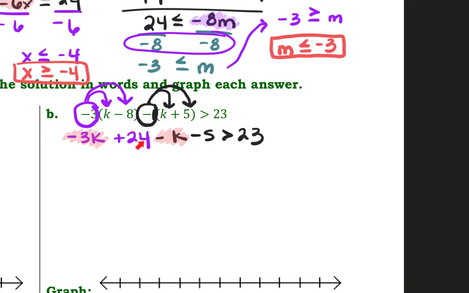Negative 3 minus 1. Negative 4? I know, I heard you. You said negative 4. Negative 4k, and then plus 24 minus 5 greater than 23.